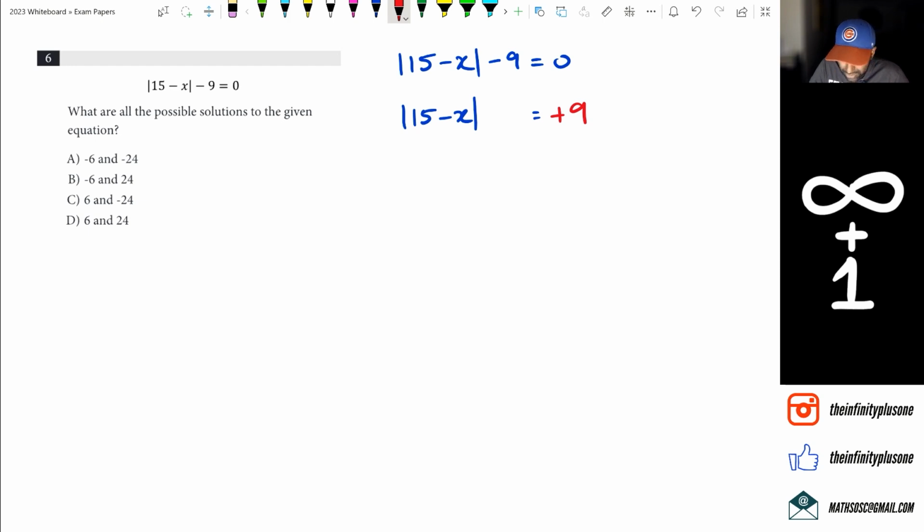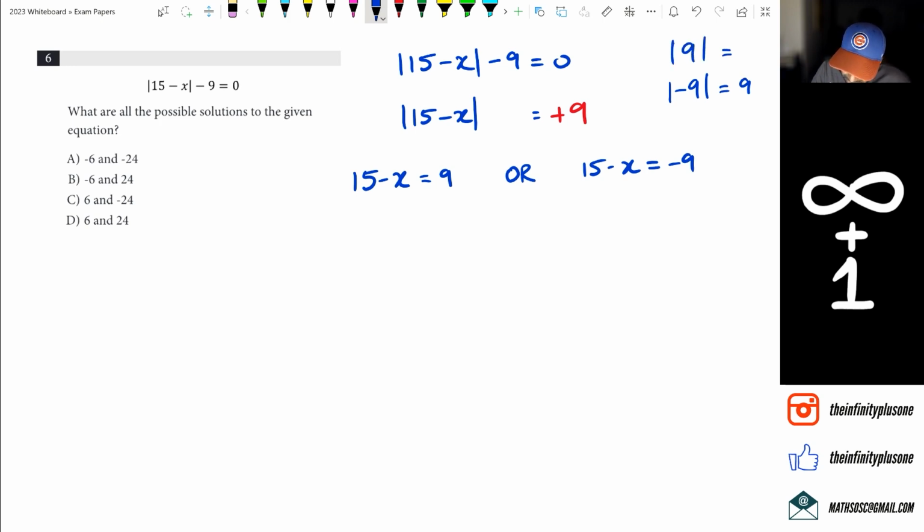So we've got plus 9, and the absolute value of this is equal to 9. The way I see it is that inside the absolute value, 15 minus x is equal to 9, or 15 minus x equals minus 9. The reason I put that is because remember, the absolute value of minus 9 is positive 9, and the same thing, the absolute value of 9 is just 9. So I've got two things happening here.